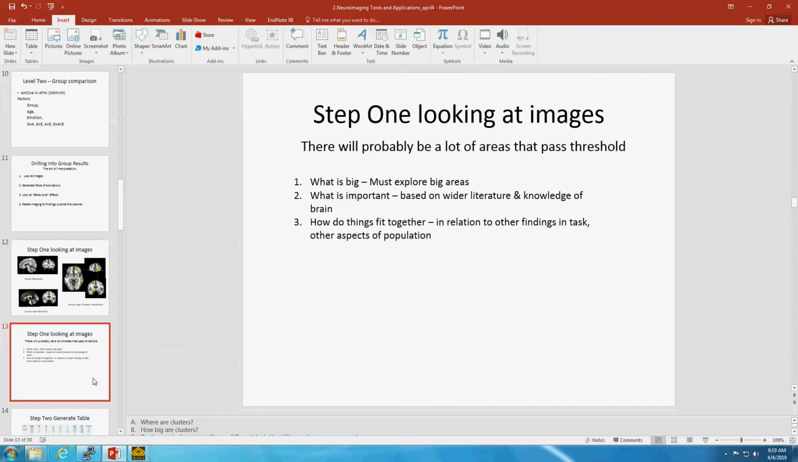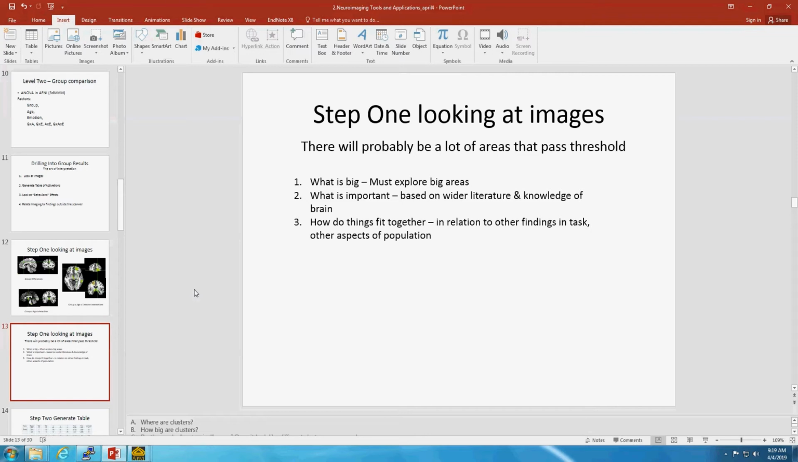Usually the first thing to do is spend a day walking through all of the different images and seeing what the activation patterns are, super threshold. The things that are really big, you've got to look at and figure out what is driving that. And what tells you what to drill into further is what's important based on the literature.